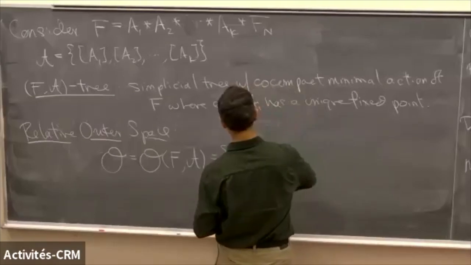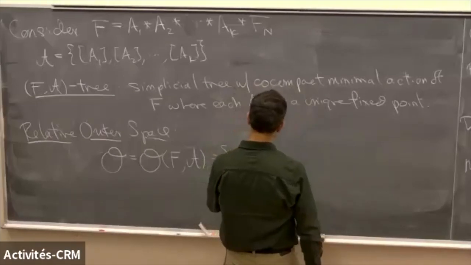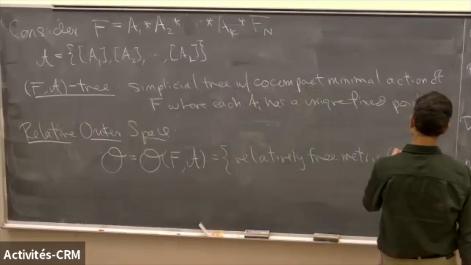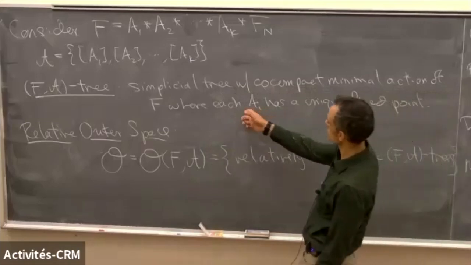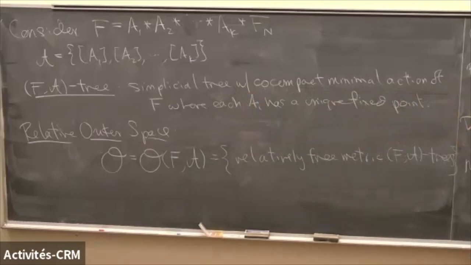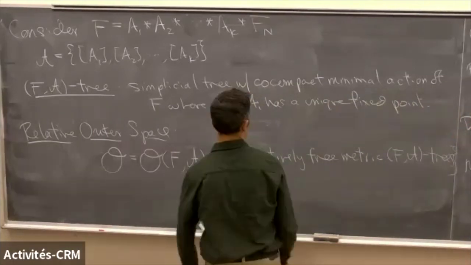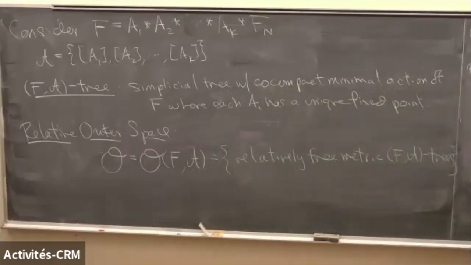So as a set, this is really just metric, let me start off with the other adjective, relatively free, metric FA trees. So relatively free just means that the only elliptic elements are the peripherals, right? So these peripheral subgroups, those fixed free factors, need to have a fixed point. And I'm just saying everything else acts hyperbolically. Okay, and like I said, there's a natural topology on this space, as Riley was talking about the other day, but really I'll just be thinking about it as a set.